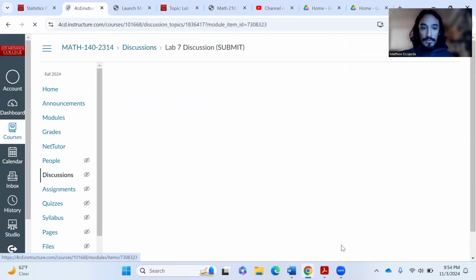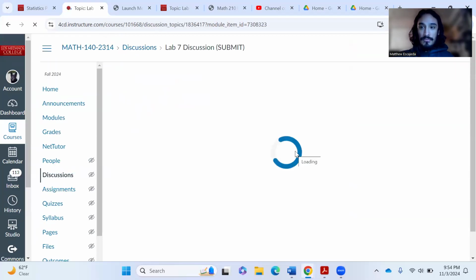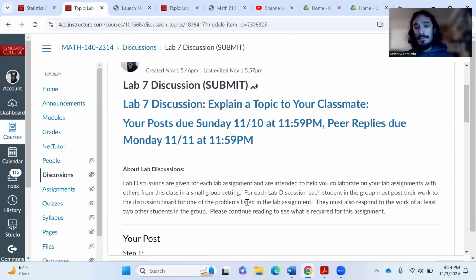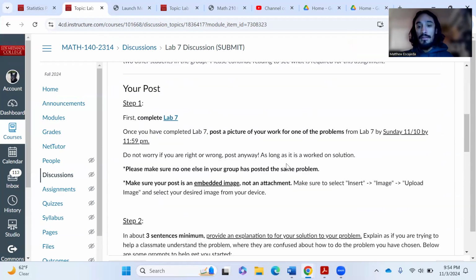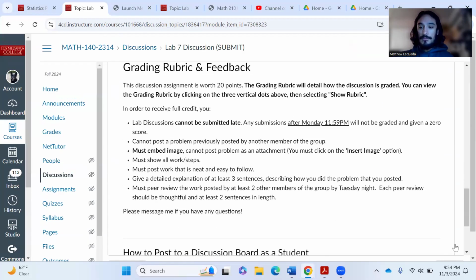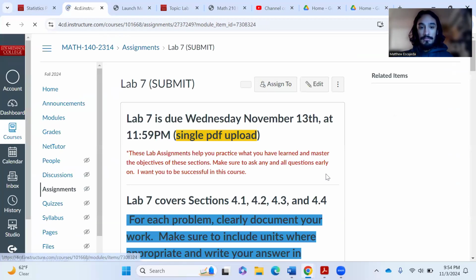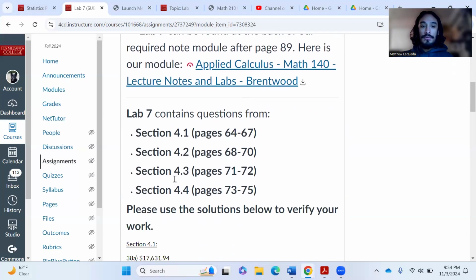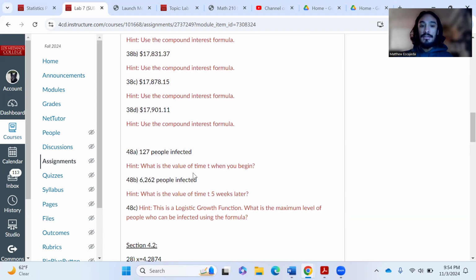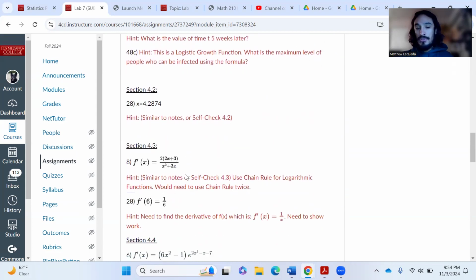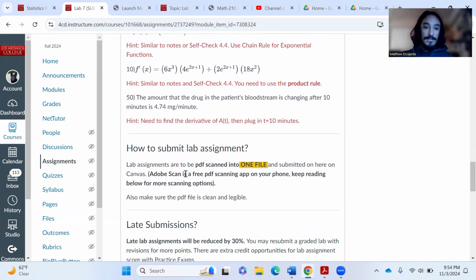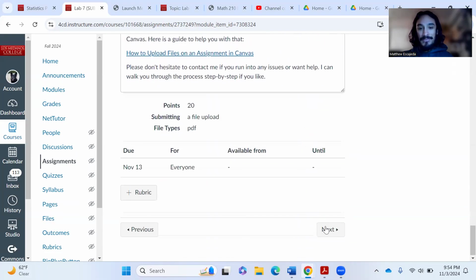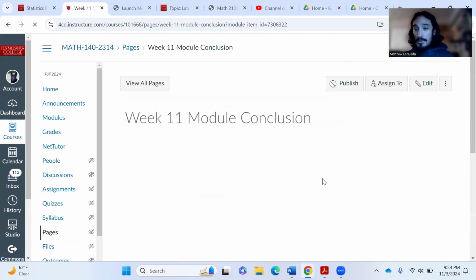Okay. So after that, we have our Lab 7 discussion, right? It's just all Lab 7. I'm not breaking it up as always. That will be due by next Sunday, the 10th, and replies by Monday, the 11th. Okay, so try those problems out, then submit your Lab 7. It's all 4.1 through 4.4. Try out these problems, check out the hints. Here's the solutions. Make sure you're doing it right. Try not to go straight to online or anything. Okay. And then that's pretty much it for this week.